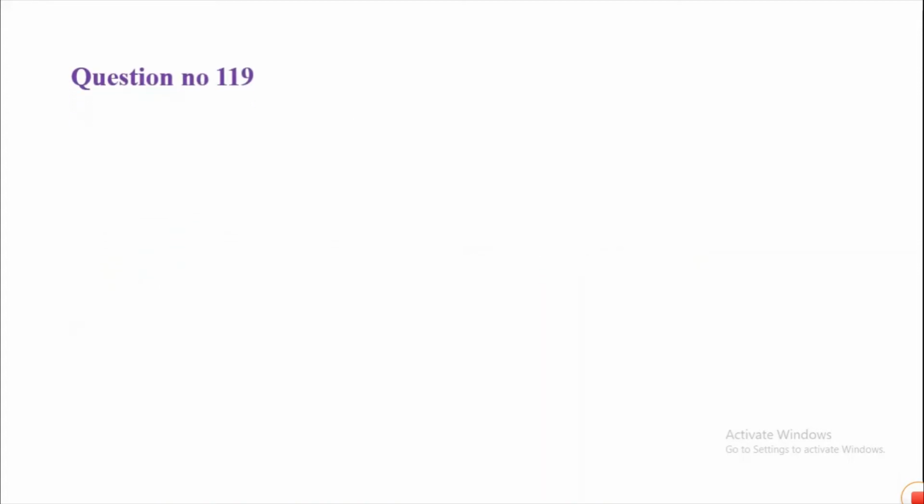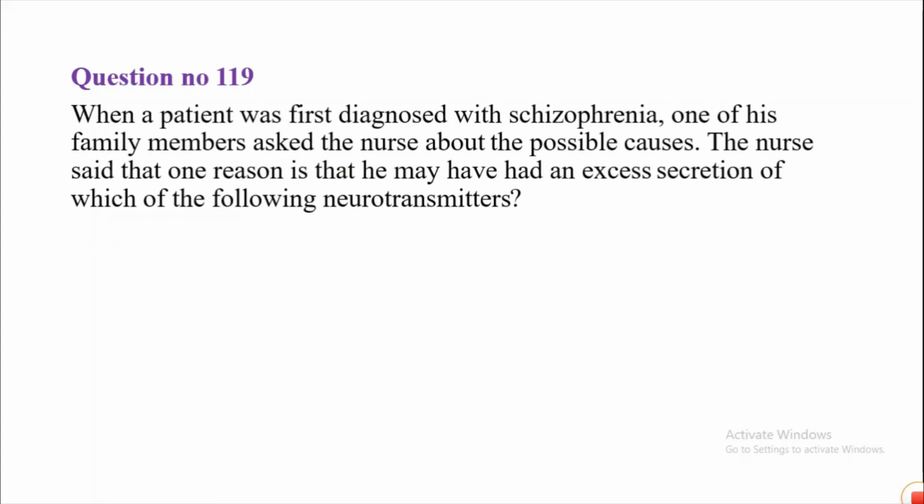Question number 119. When a patient was first diagnosed with schizophrenia, one of his family members asked the nurse about the possible causes. The nurse said that one reason is that he may have had an excess secretion of which of the following neurotransmitters. The options are number A, serotonin, number B, dopamine, number C, glutamate.